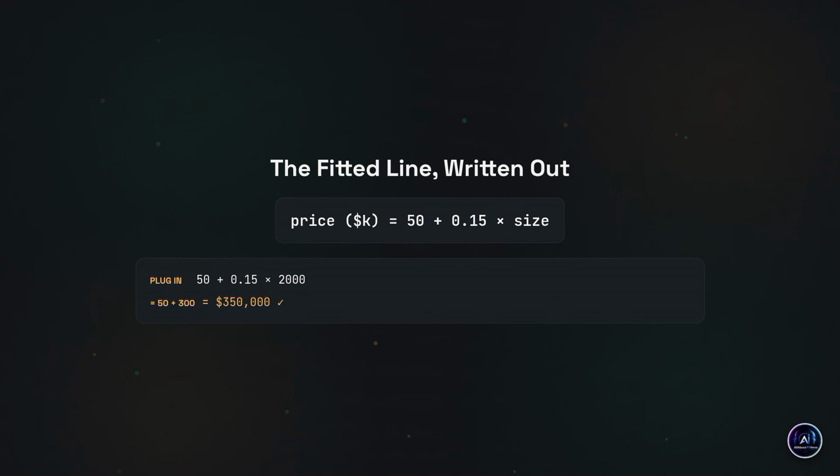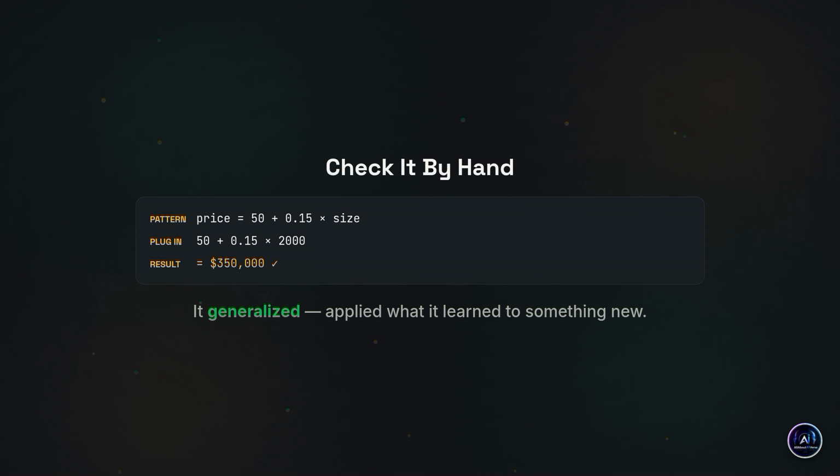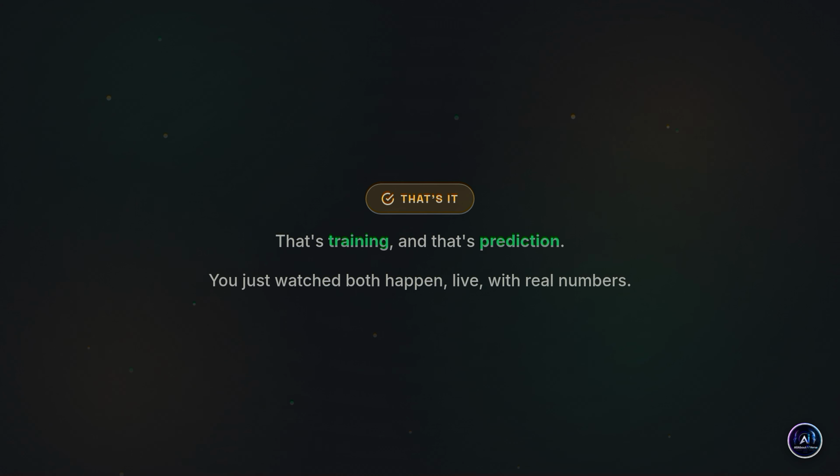And if you actually check the pattern by hand, that prediction lines up exactly with how the other 5 houses behaved. The model generalized. It applied what it learned to something it had never directly seen. That's it. That whole process is what people mean by training. And using the result on something new is what people mean by prediction. You just watched both happen, live, start to finish, with real numbers.